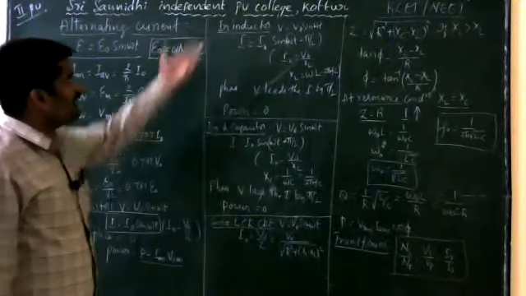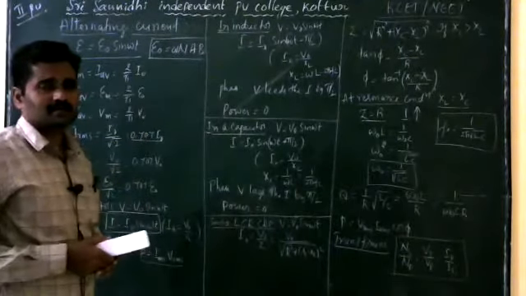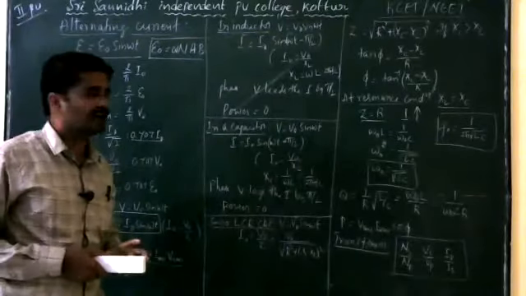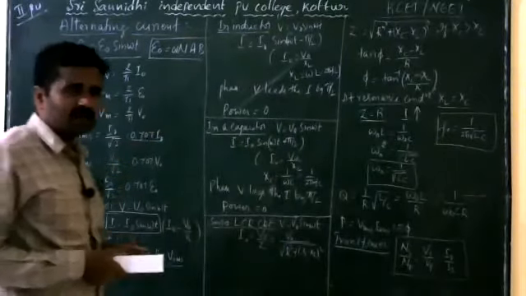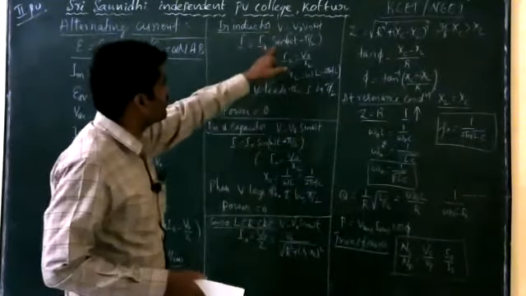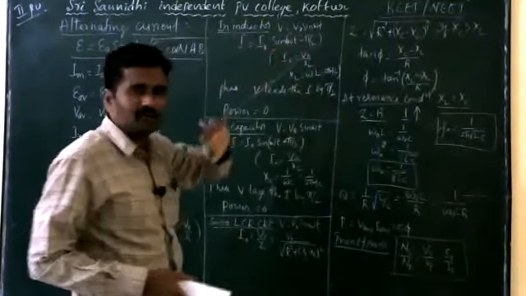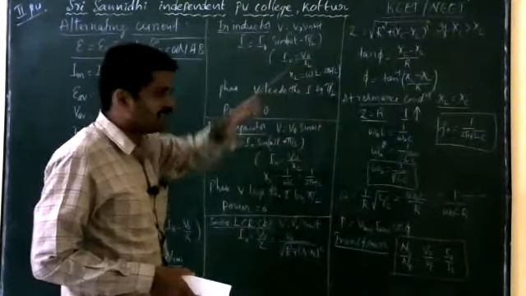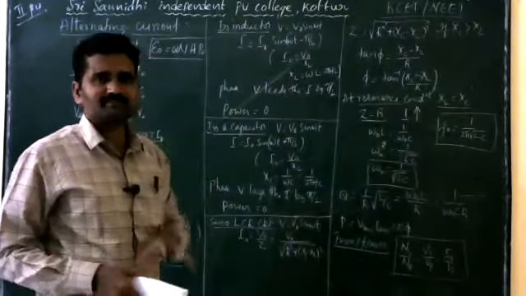Similarly, in an inductor, the same voltage is supplied, V is equal to V naught sin omega t. How much current is obtained in the inductor? I is equal to I naught sin(omega t minus pi by 2). Here I naught is V naught divided by XL, where XL is the inductive reactance.